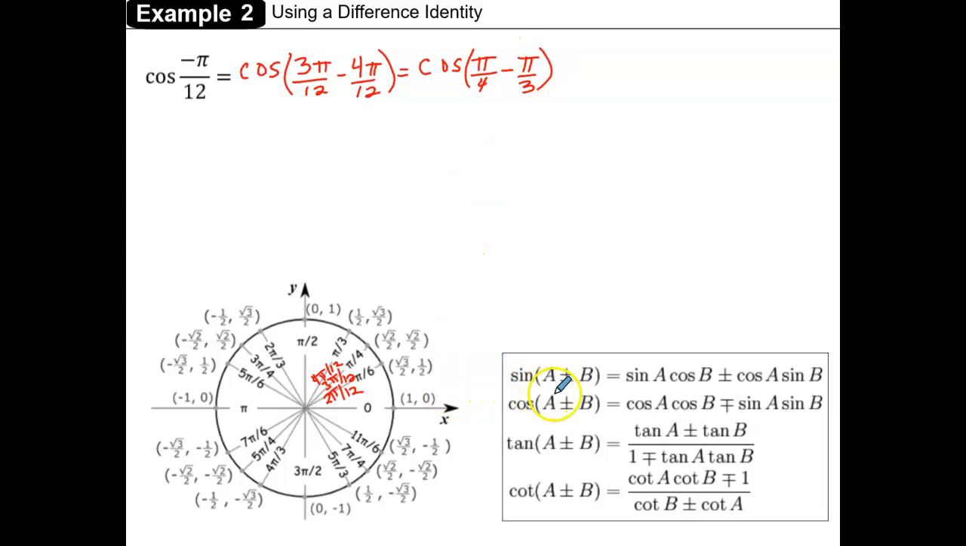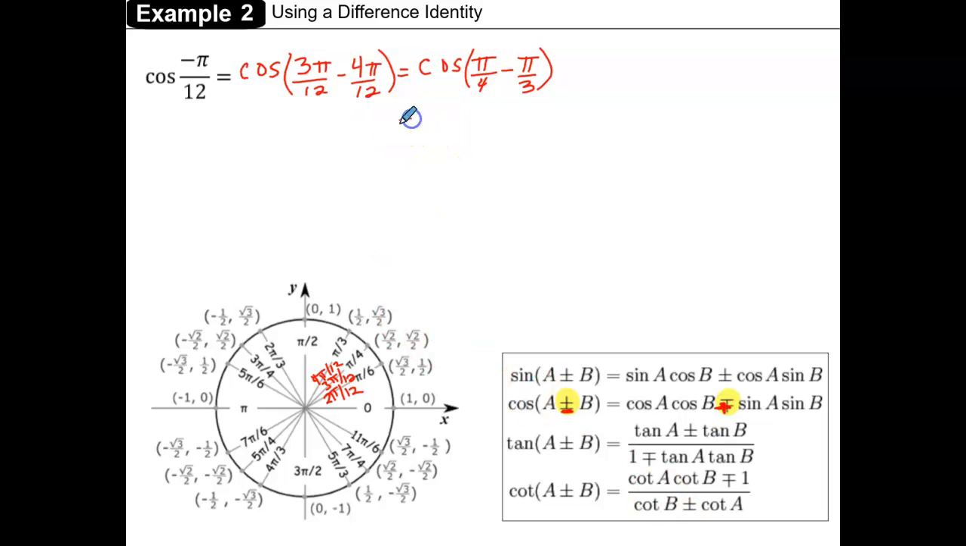So looking at my cosine identity for the difference, I want to be careful about this notation. So the cosine of A plus or minus B, I'm going to be using the minus. I want the cosine of A minus B, which means when I get to this next symbol, the minus plus, I'm using the one on the bottom. So I'm going to use the plus sign for this side of the identity.